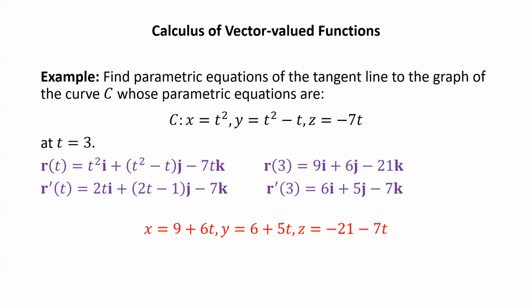We can now write our parametric equations by taking x0 to be 9 and the first component of the vector to be 6. So we have that x is 9 plus 6t. Similarly, we have y equals 6 plus 5t and z equals negative 21 minus 7t.